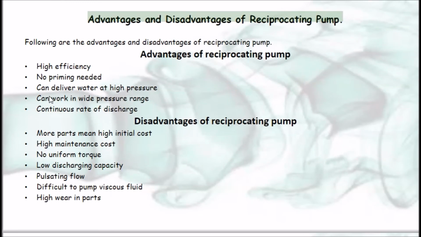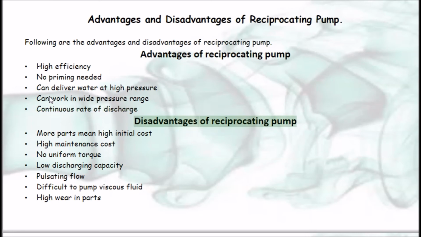Advantages and disadvantages of reciprocating pump. Following are the advantages and disadvantages of reciprocating pump. Advantages of reciprocating pump. High efficiency. No priming needed. Can deliver water at high pressure. Can work in a wide pressure range. Continuous rate of discharge.